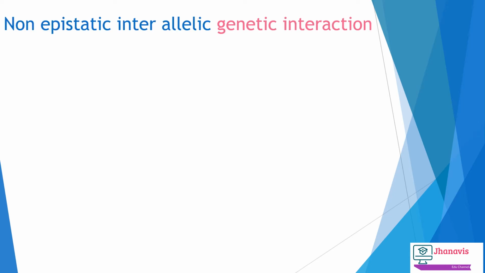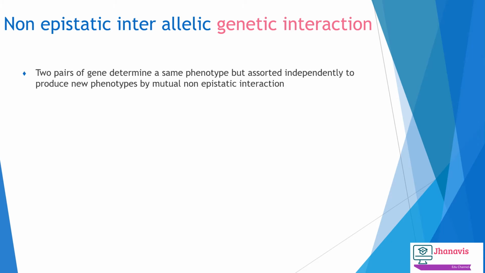Now we are dealing with the non-epistatic interallelic gene interactions. Here we are taking two pairs of genes which determine the same phenotype but assort independently to produce new phenotypes by mutual non-epistatic interactions. So when two pairs of genes interact with each other, they differ in their size and also in their shape.